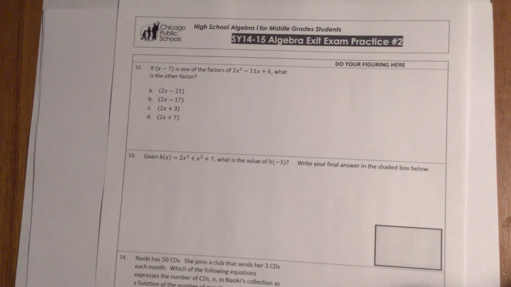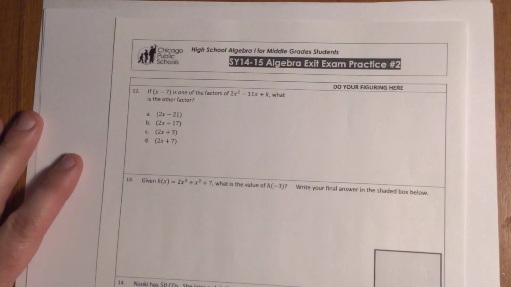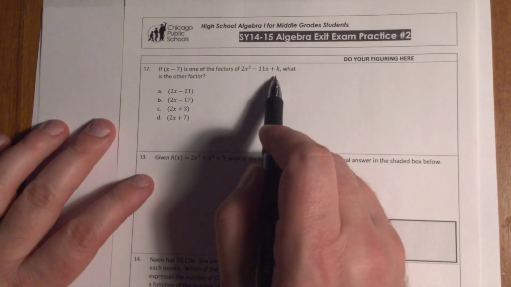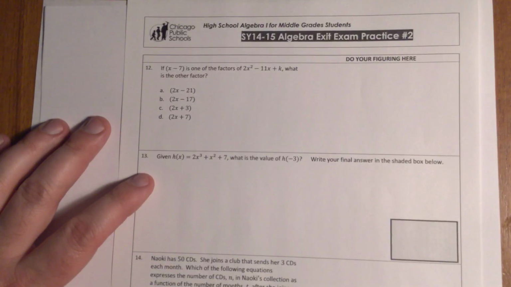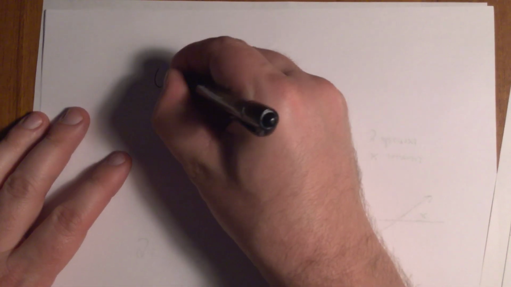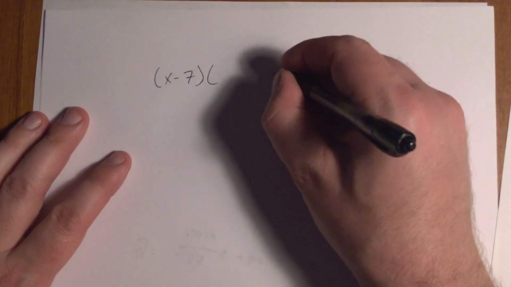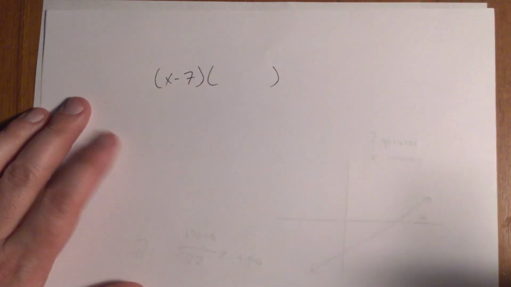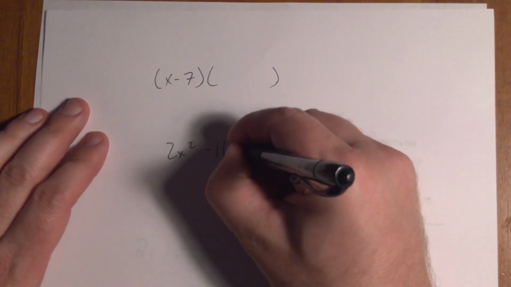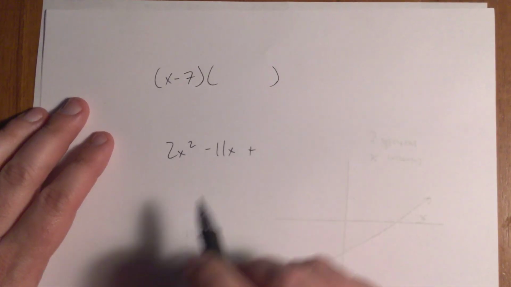All right, we'll try to speed it up a little bit. If x minus 7 is one of the factors of 2x squared minus 11x plus k, what is the other factor? They throw this plus k in just to confuse you a bit, but it doesn't really change much. When they say one of the factors, I'm going to have x minus 7 times some other factor, to give me 2x squared minus 11x plus some other constant, which we're not really worried about just yet.